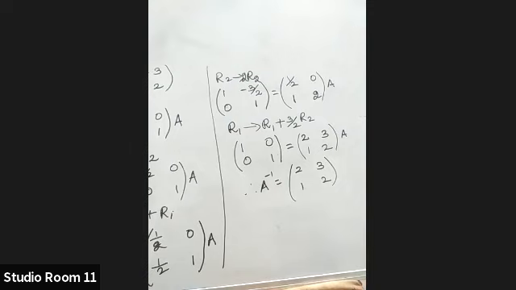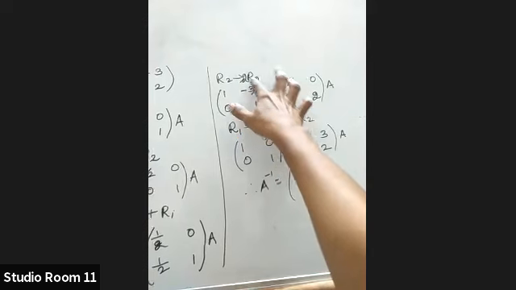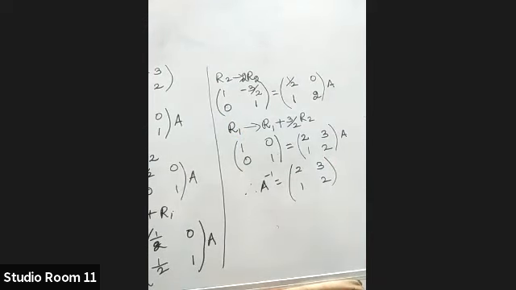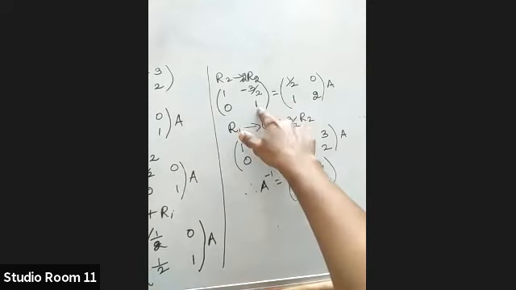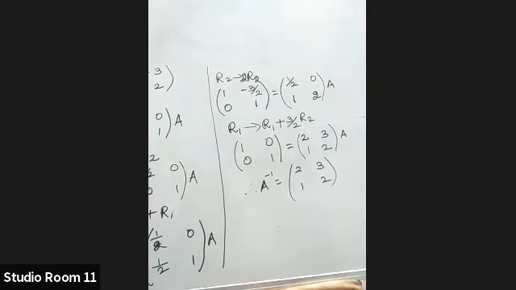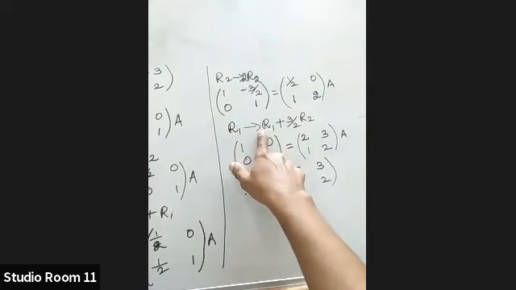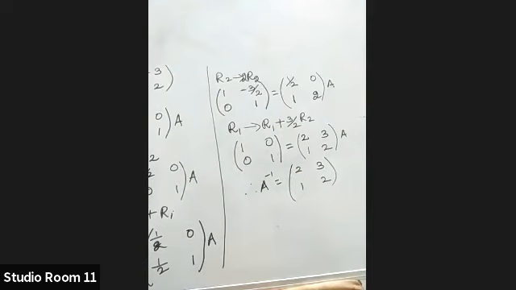Now here it is 1. So here we should make it a 0. To make it a 0, what can you do? Multiply the second row by 3 by 2 and add with the first row. So change is happening in the first row. First row gets transformed to R1 plus 3 by 2 into R2.